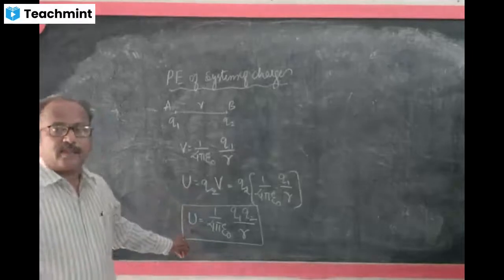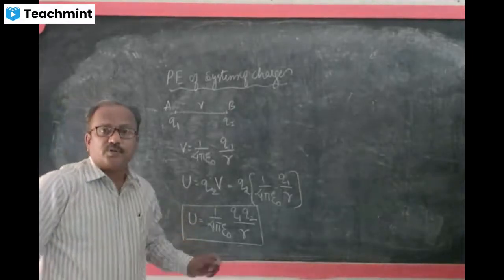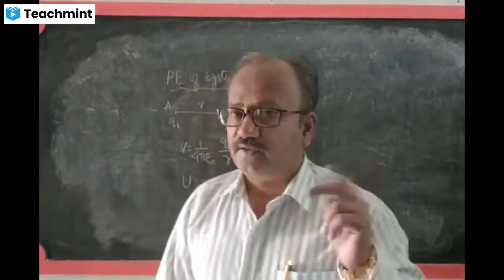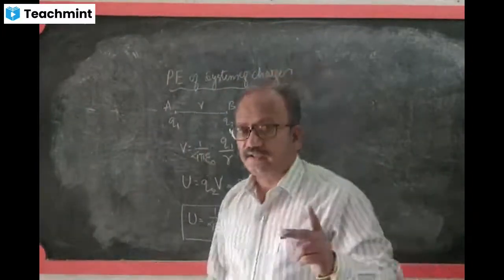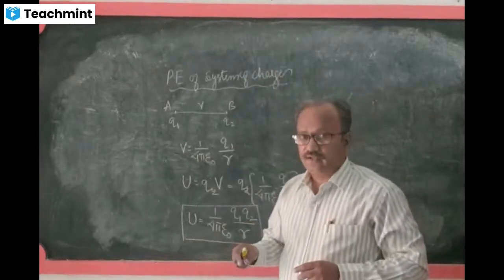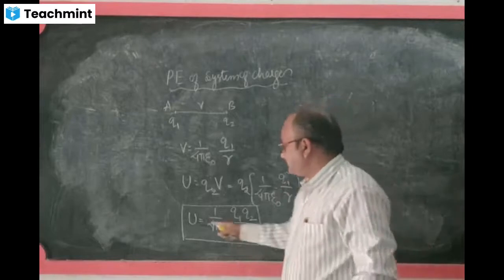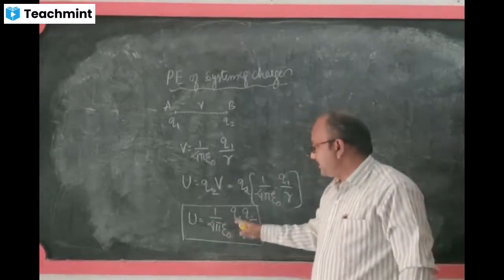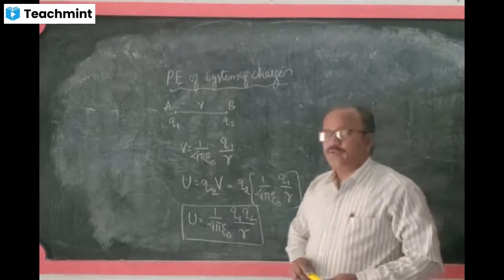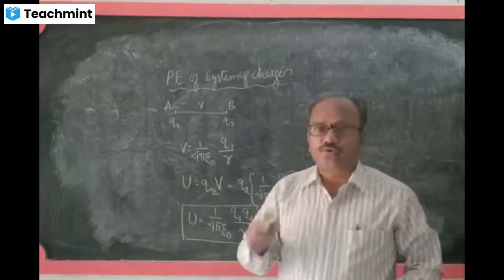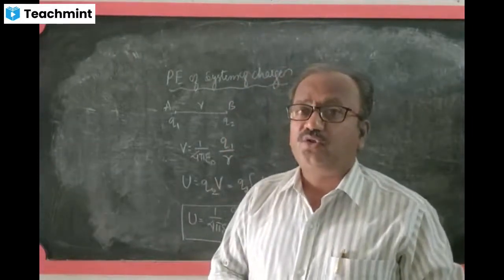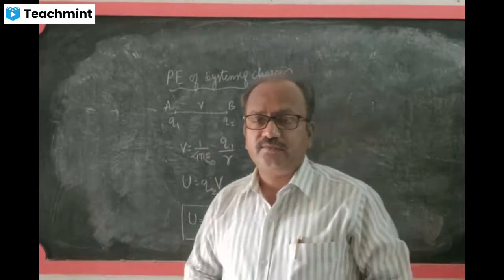So this is the equation for potential energy of a system of charges having two charges only. When there are two charges in absence of external electric field, then U is equal to 1 divided by 4 pi epsilon naught Q1 Q2 by R. Suppose instead of two charges, if there are three charges, then how to write the potential energy here?